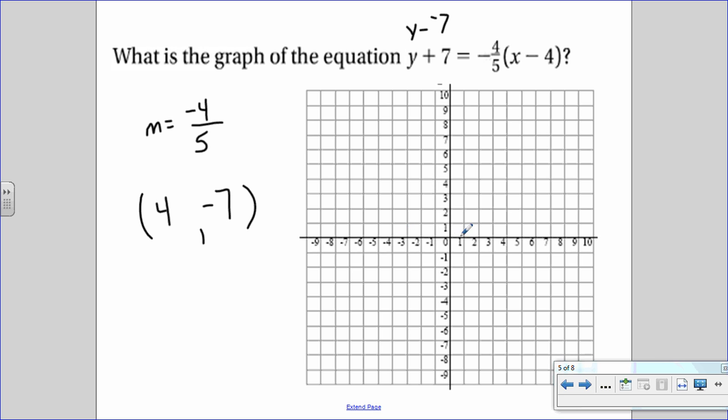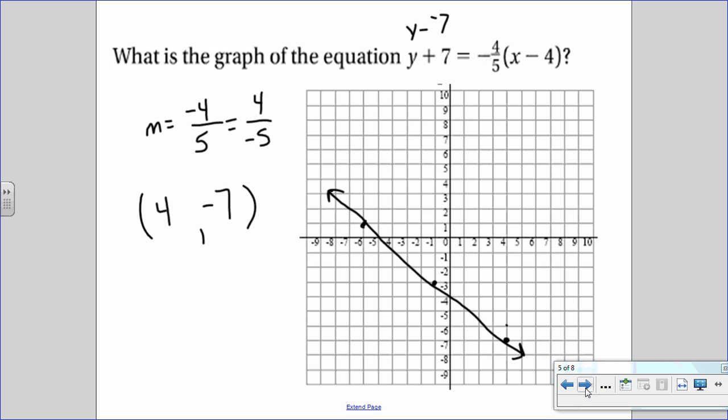So we go over 4, down 7. Now we use our slope, so that's down 4. I don't have room, so what I can do is switch the minus sign since I don't have room to go down. That means I go up 4, 1, 2, 3, 4, and to the left 5, 1, 2, 3, 4, 5. There's a point. Up 4, over 5. And now you have enough information where you can draw a line through those points.